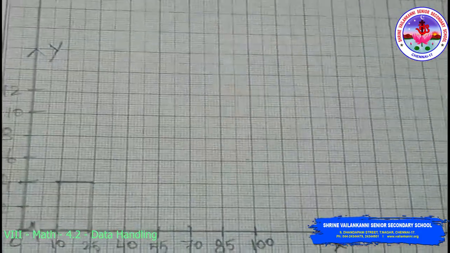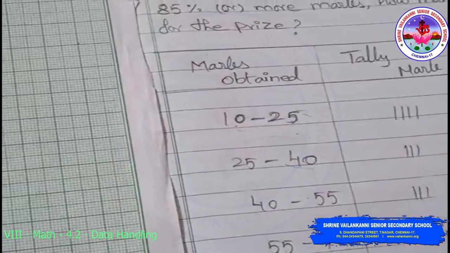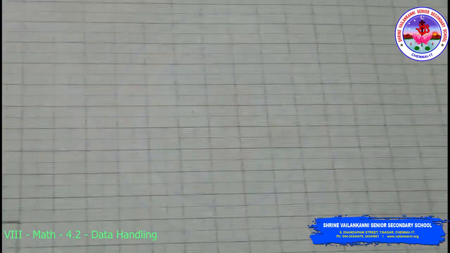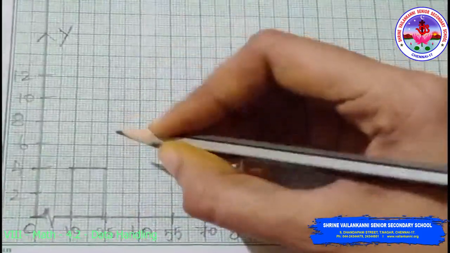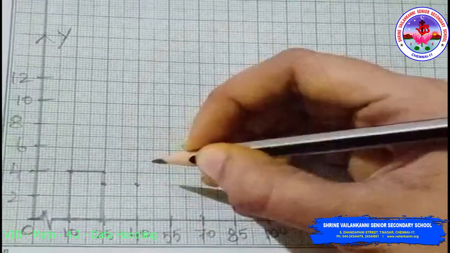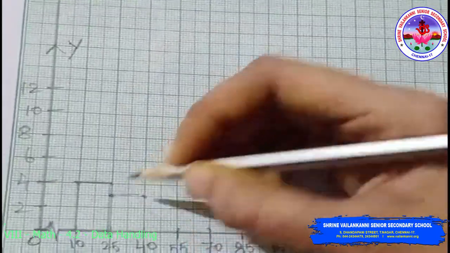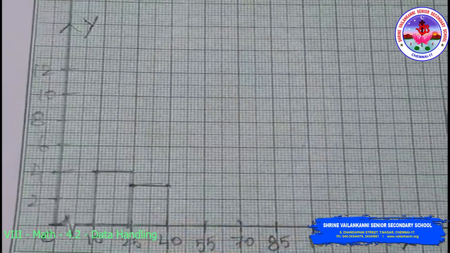The next class interval is 25 to 40. The frequency is 3. Draw the bar with no space between the bars. This is the bar for class interval 25 to 40.